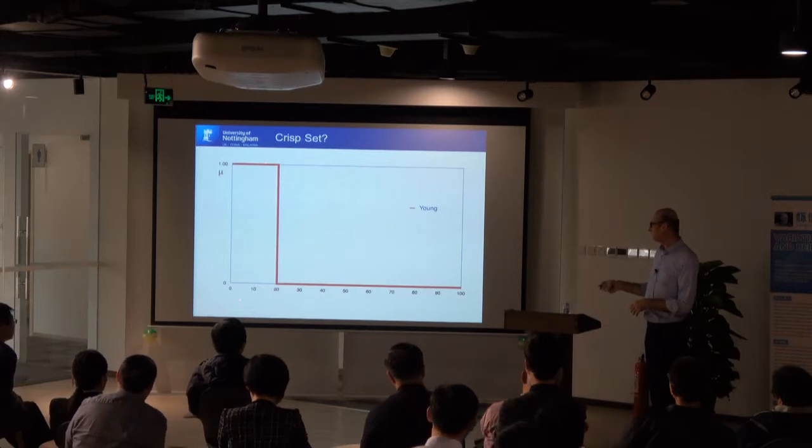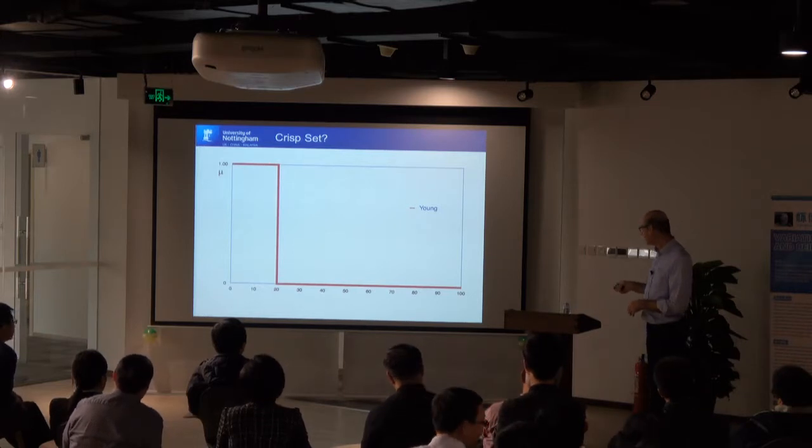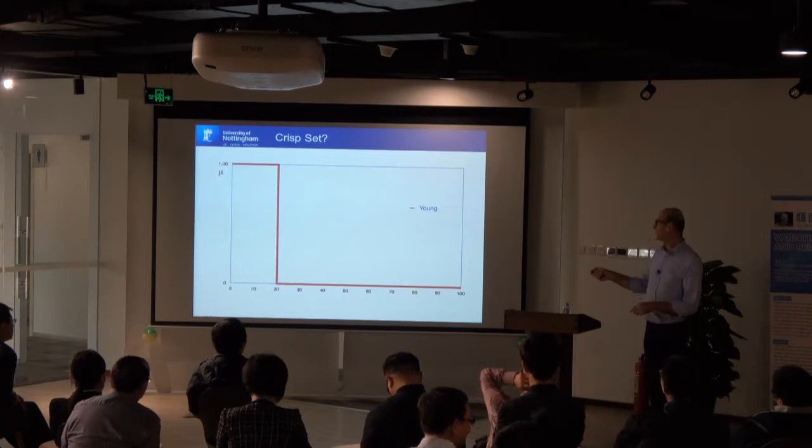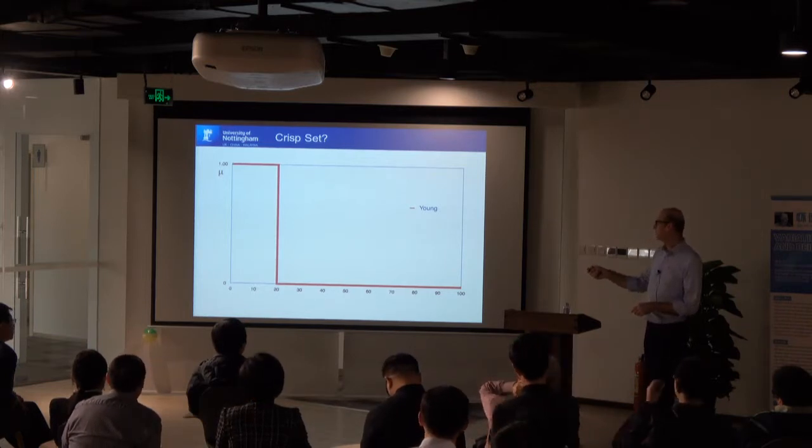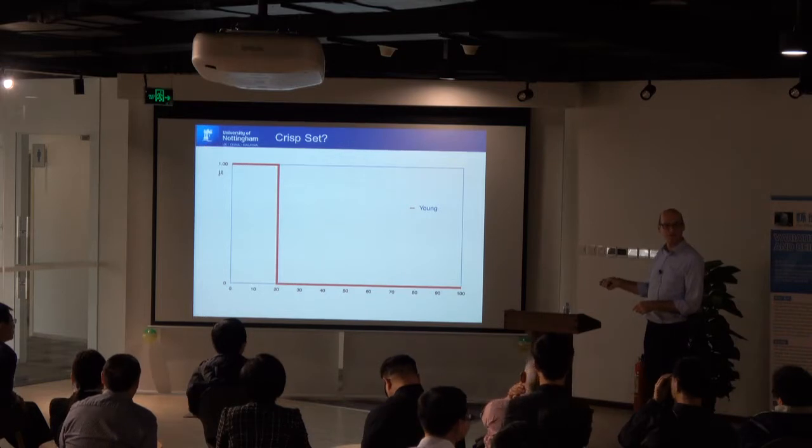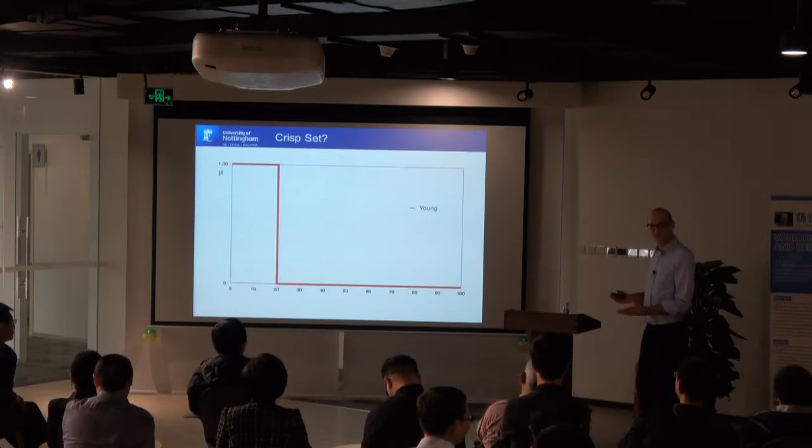If this x-axis is now the age in years, the way I've drawn it here is if you're less than 20, you're in the set of young people, and then suddenly at age 20, you're not young anymore. You're not in the set of young people.